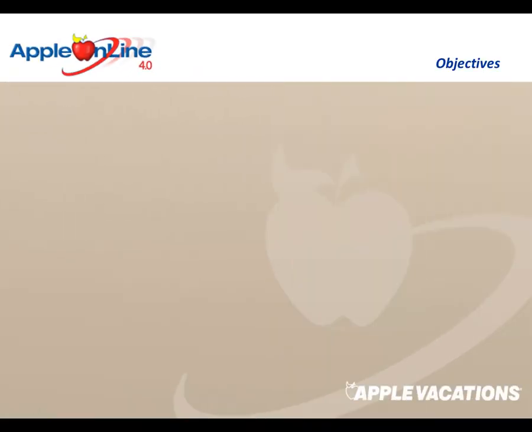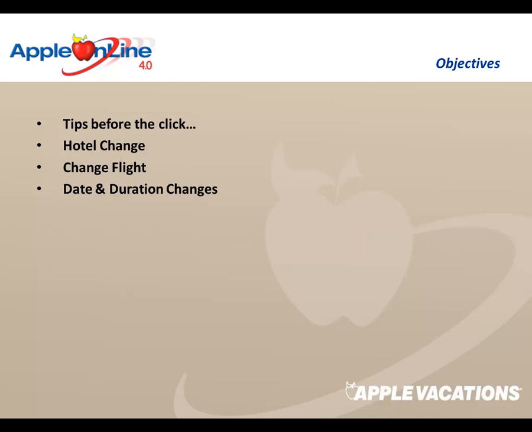We've mentioned in previous videos that the new AOL 4.0 has been designed solely with our travel agents in mind. While the system is extremely intuitive and user-friendly, it doesn't hurt to provide you with a resource to walk through common scenarios. We will be tackling vacation changes here today. More specifically, we will address a few tips before you click: changing hotels, changing flights, revising vacation dates or even durations, and finally, adding and removing any supplemental Apple extras.